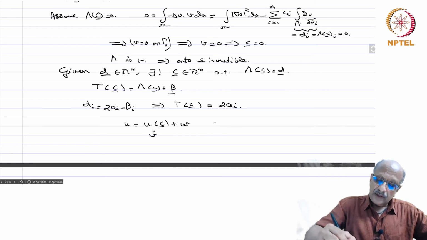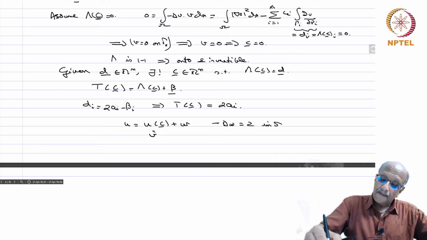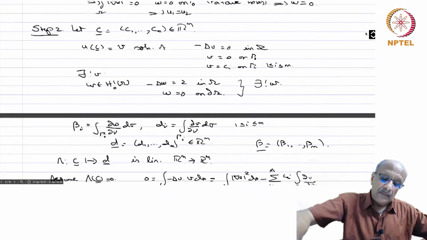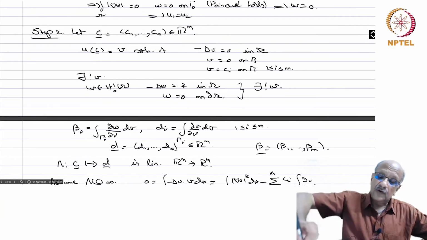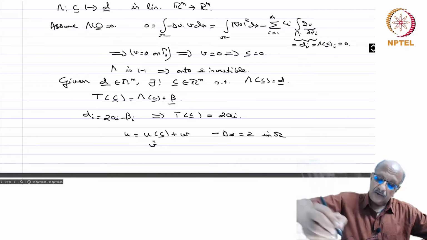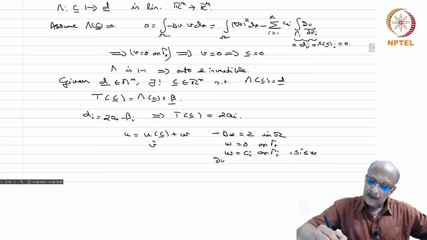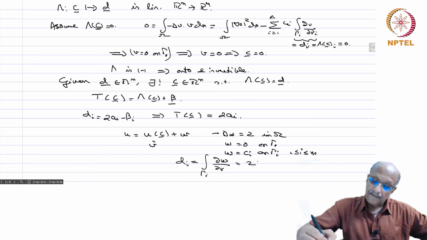plus w, then you have minus Laplacian w equal to 2 in omega, because for v, minus Laplacian v is 0 and for this one it is 2, so when you add them you will get 2. w equals 0 on gamma naught and w equal to Ci on gamma I, and integral dw by d nu on gamma I, this is nothing but di, which is equal to 2ai.